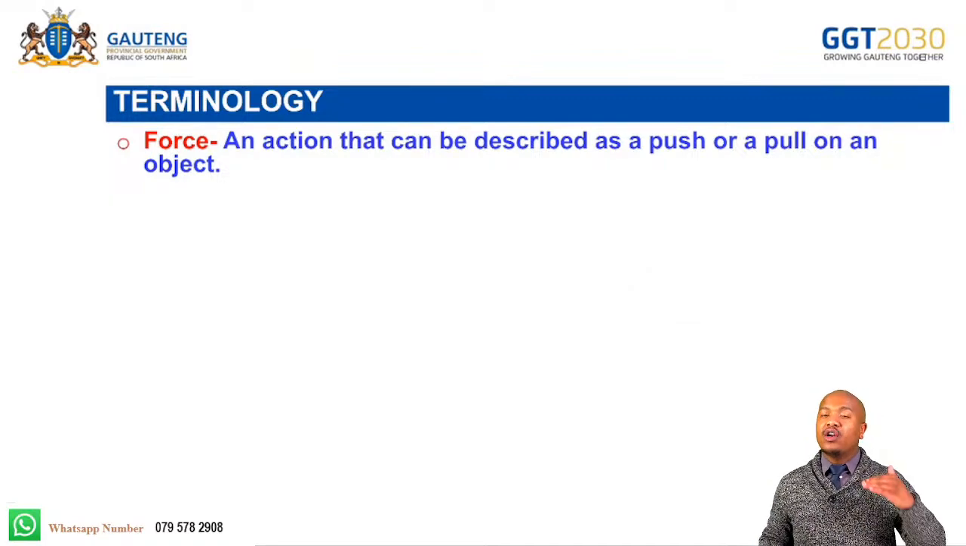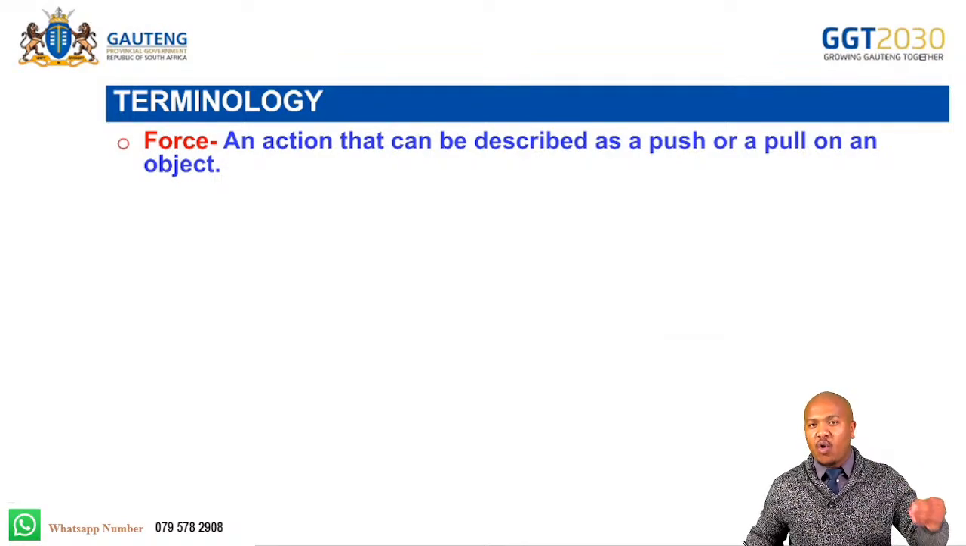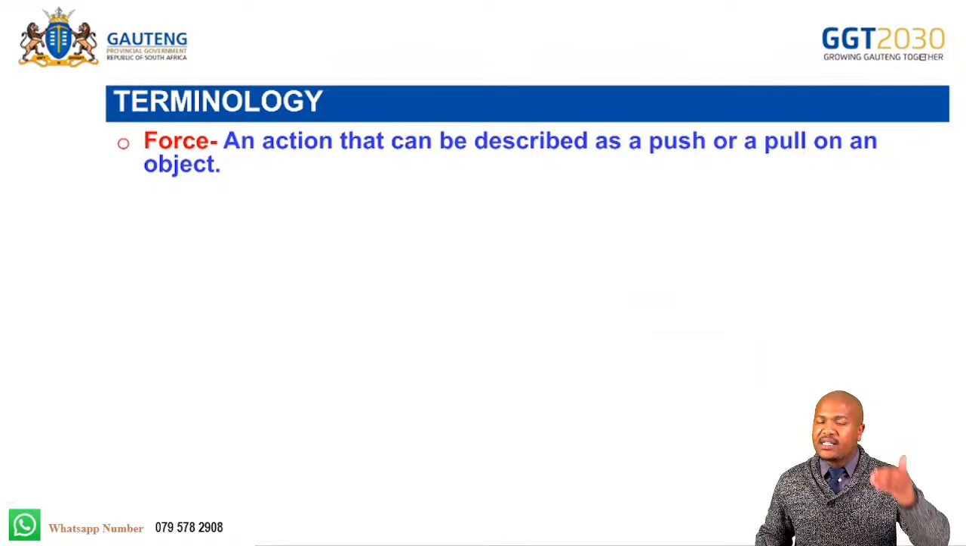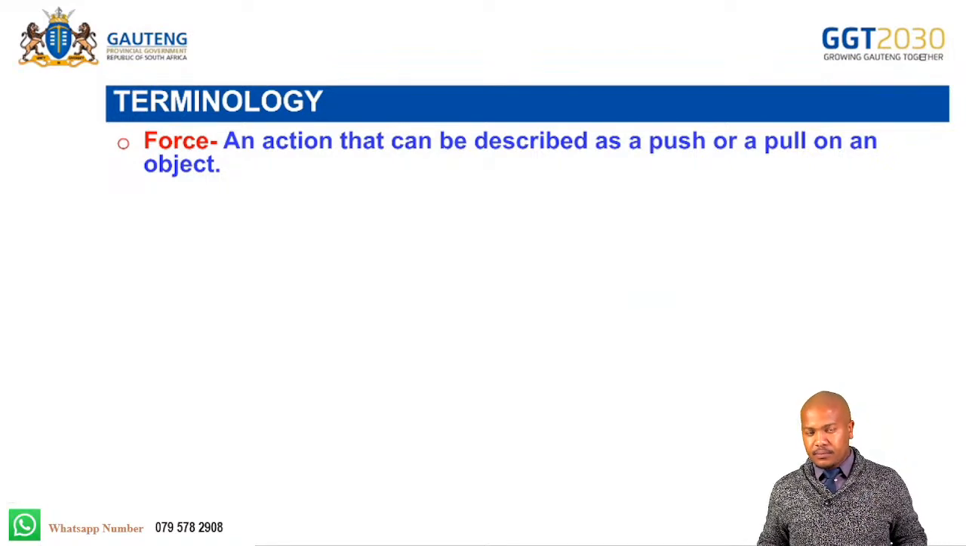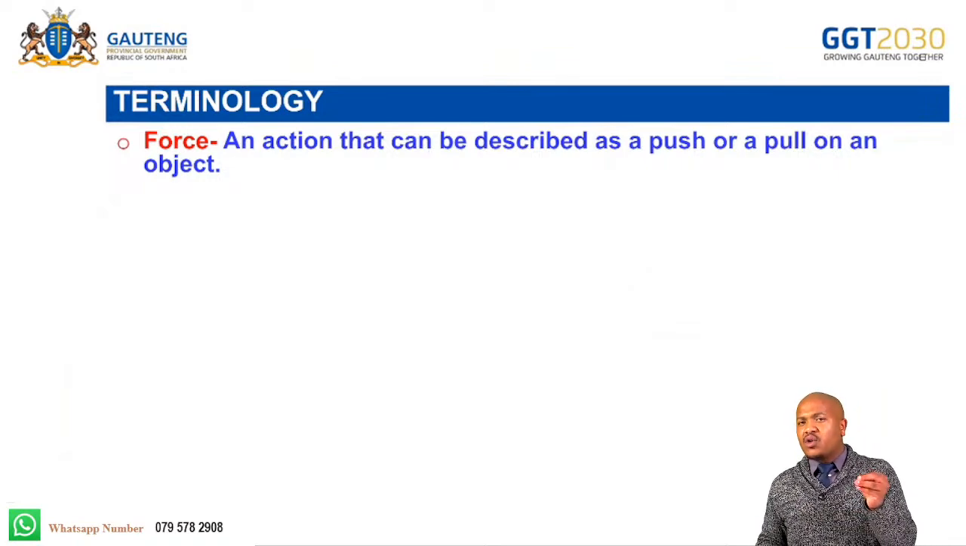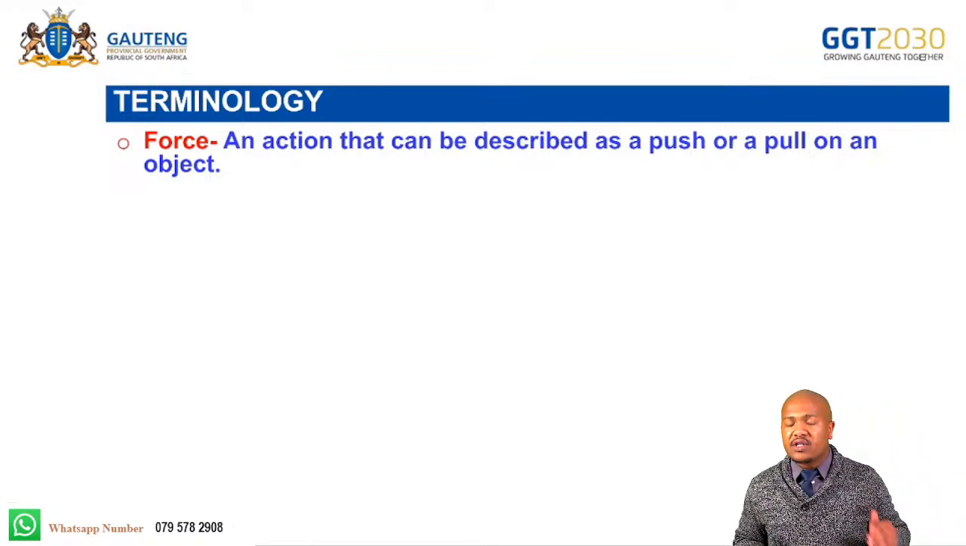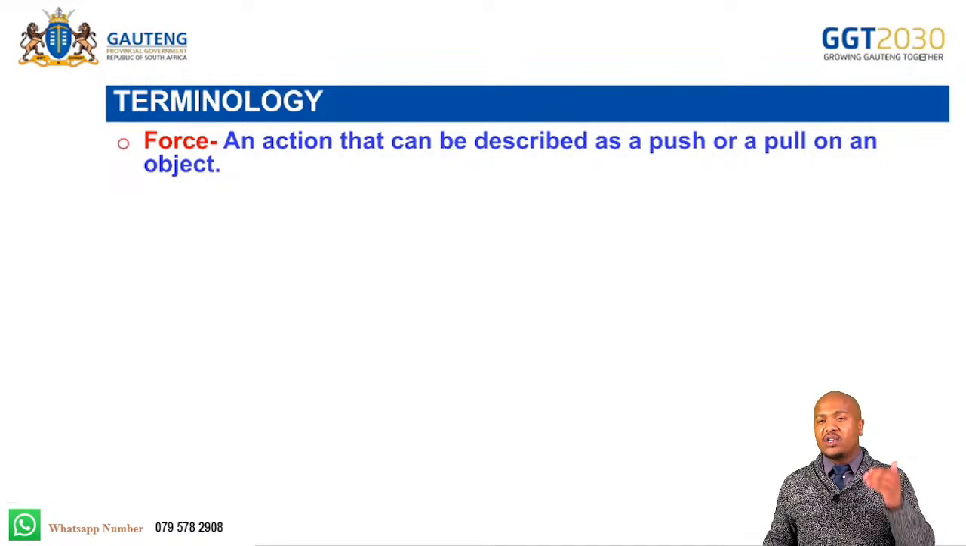Then we have contact force. Contact force is the force that is exerted when two objects touch each other. When the objects are in contact with one another, we say that one is a contact force. Then we have non-contact force. Non-contact force is the force that is exerted over a distance without the objects touching each other. So the non-contact forces are also called field forces. So field forces is a synonym for non-contact forces.